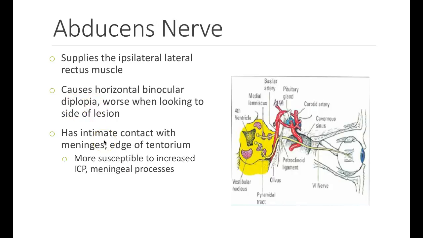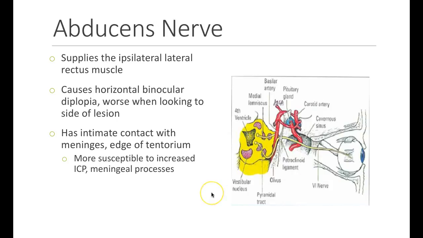When there is a lesion of the abducens nerve, it causes horizontal binocular diplopia that is worse when looking towards the side of the lesion. So if you have a right 6th nerve palsy, it will cause a right abduction deficit, where the double vision will be worse when looking to the right.